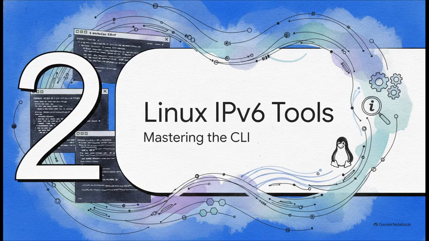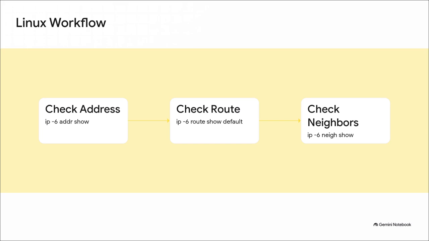Moving on to Section 2, Linux IPv6 Troubleshooting Tools and Mastering the Command Line. When you're on a Linux machine, you've got a really nice progressive diagnostic workflow using the powerful ip command suite, specifically passing that -6 flag. Step 1, run ip -6 address show. You've got to verify that your global address actually exists first. Step 2, check for a default route with ip -6 route show default. Obviously, if that comes back empty, you're not reaching the outside world.